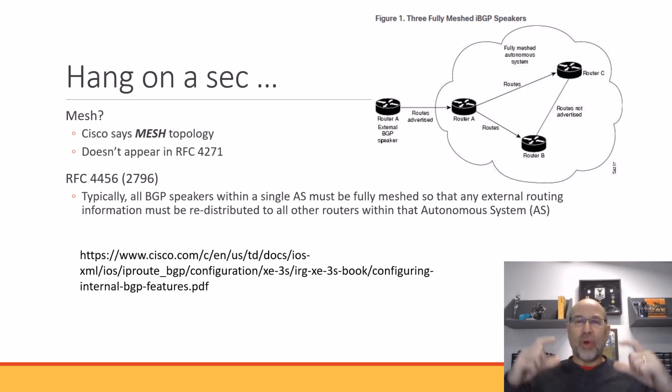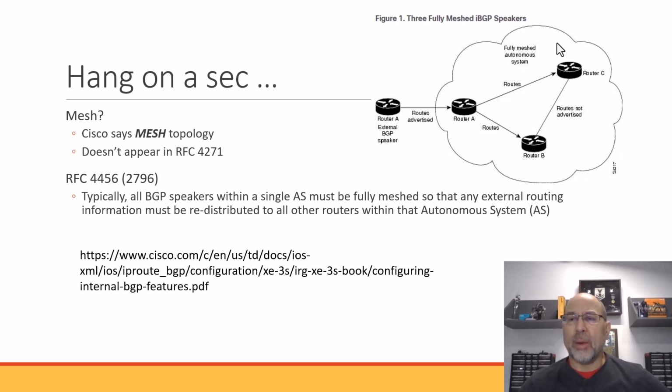Right in the preamble, in the introduction of that RFC, it says, typically all BGP speakers within a single AS must be fully meshed so that any external routing information must be redistributed to all of the routers within that AS. Oh, okay. So the RFC recommends that you should have a mesh topology. And that's the Cisco documentation as well.